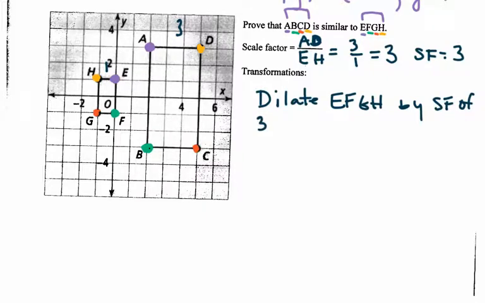And the center is 0, 0. So that means that E was originally 0, 1. Now it's going to be 0, 3. So E prime.